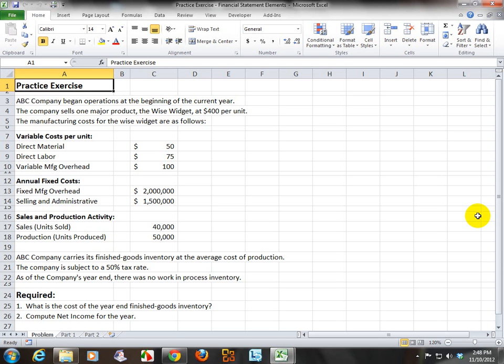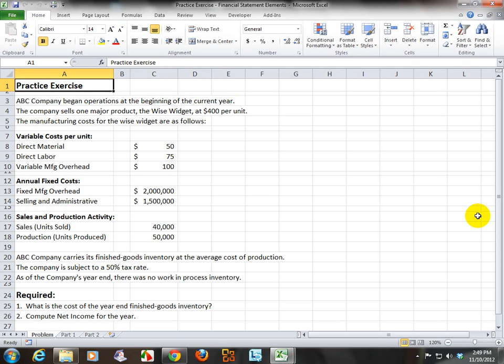Let's take a practice exercise of ABC Company, a company that began operations this year. It sells one major product called the Wise Widget. It gets $400 per Wise Widget unit when it brings those widgets to the market. And it has a manufacturing cost breakdown here. Some variable costs: direct material of $50 per unit, direct labor of $75 per unit, and some variable manufacturing overhead at $100 per unit.